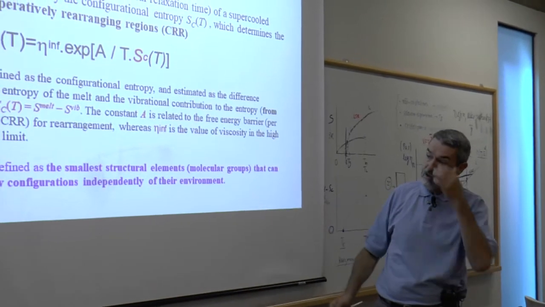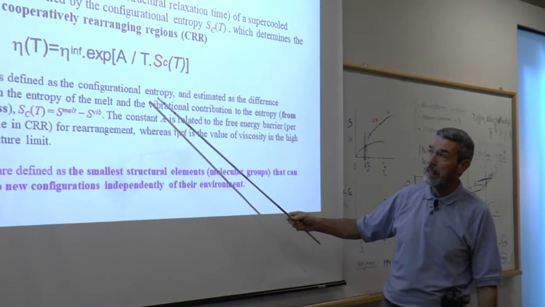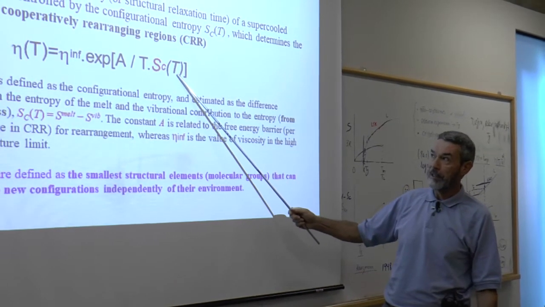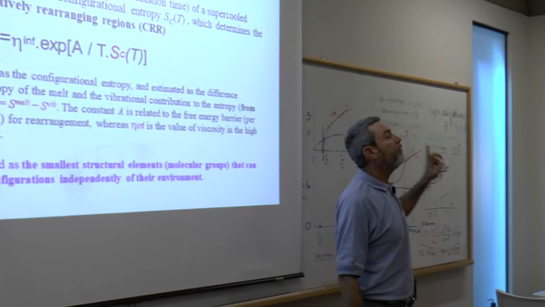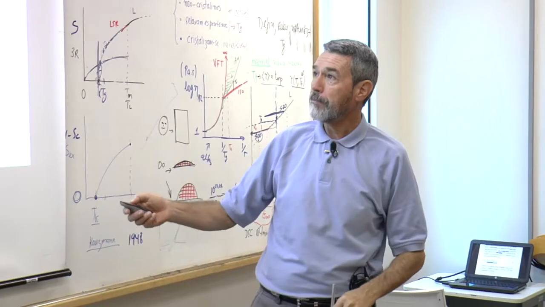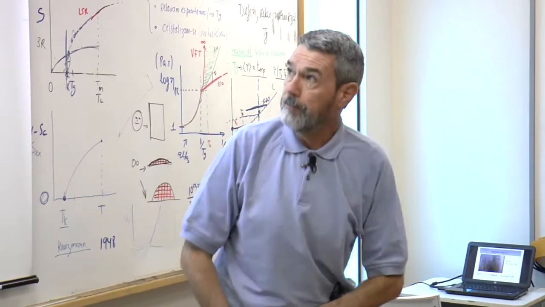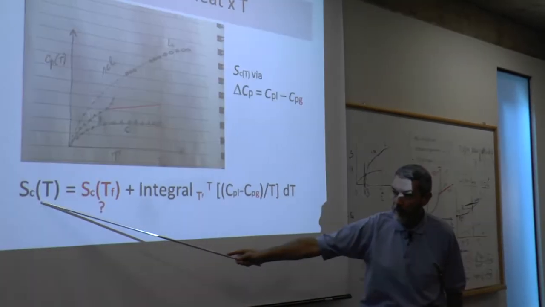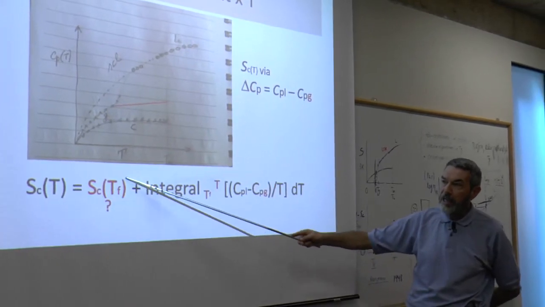Now, another interesting feature, I'm not going to go through all the details because we have seen this last class, but a very important feature is that the configurational entropy explicitly depends on the real temperature of study, but it also depends on the fictive temperature. It depends on where the glass was frozen. So we can rearrange the configurational entropy as the configurational entropy at Tf.